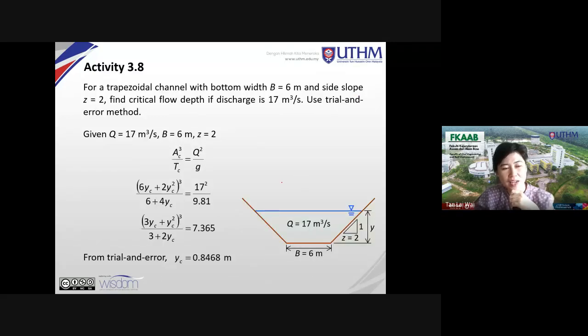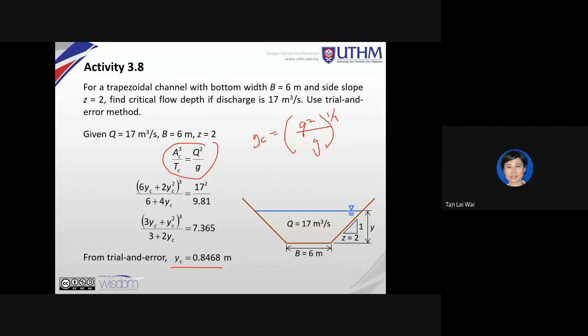So I have another activity you can try out, which is using this expression as well to find Yc. Remember, you cannot use the simplification equation to find Yc. Just be careful. The simplification applies only for rectangular sections. Otherwise, this expression applies for all sections, including rectangular, but the simplification is only for rectangular.